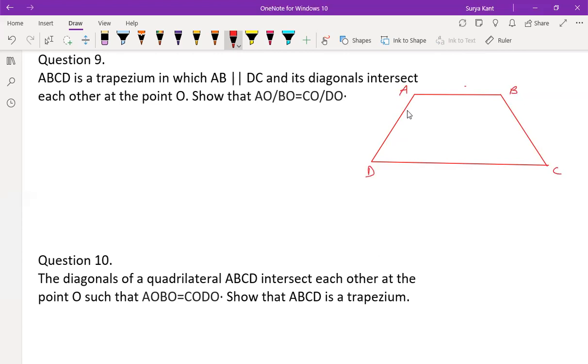ABCD is a trapezium in which AB is parallel to CD, and its diagonals intersect each other at point O. This is one diagonal, this is the second diagonal, and they intersect at point O. Show that AO by BO is equal to CO by DO. We have to prove this. Okay.